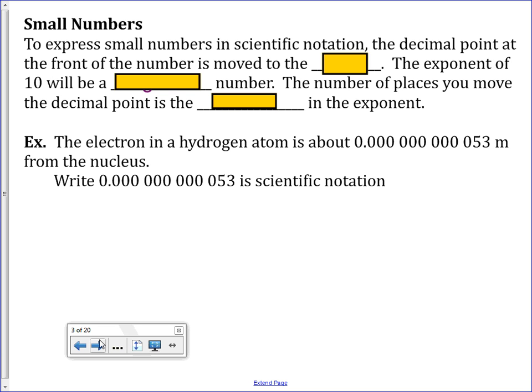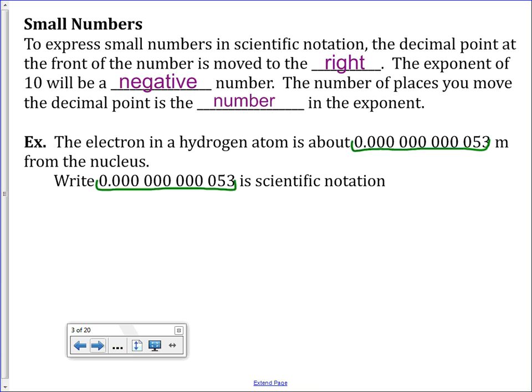With small numbers, to express small numbers in scientific notation, the decimal point at the front of the number is going to be moved to the right. Because it's being moved to the right, the exponent of 10 will be a negative number. The number of places that you move the decimal is the number in the exponent. So in the following example, we're told that an electron in a hydrogen atom is a very small distance from the nucleus, rather large on that atomic scale, but very small from our perspective. So we're told to write this very small number in scientific notation.